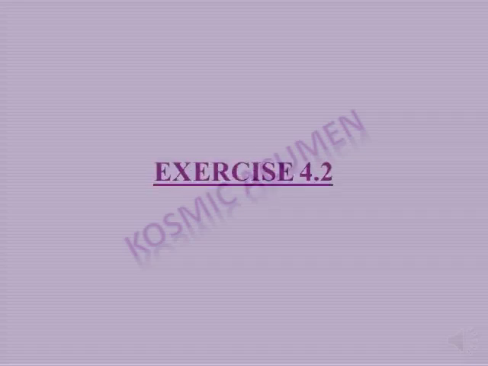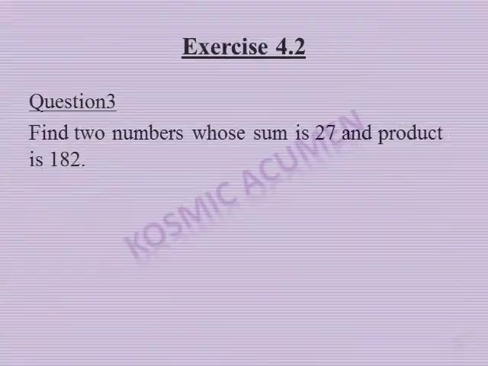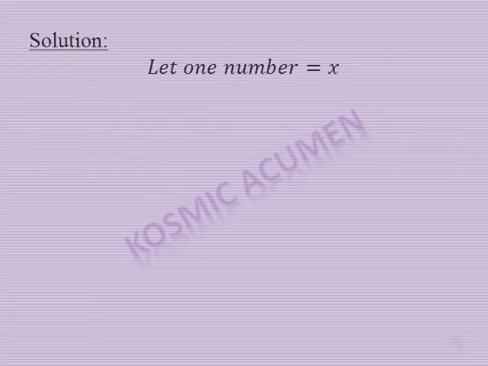So we had factorized by splitting the middle term. Now here in these questions, a step is added. We will first find the equation and then solve in the same way as we did in questions 1 and 2. So let us see question 3. Find two numbers whose sum is 27 and product is 182.